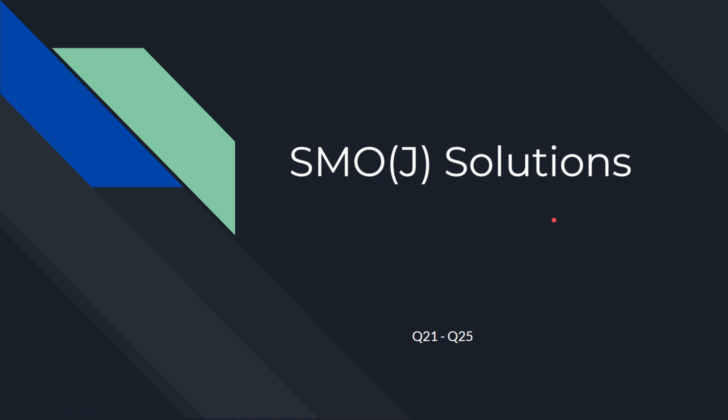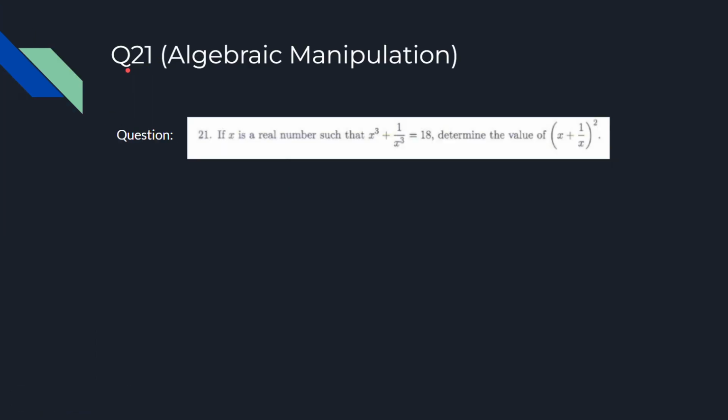All right, so question 21 is on algebraic manipulation. So this is the question. If x is a real number such that x cubed plus 1 over x cubed is equal to 18, we want to determine the value of x plus 1 over x squared.